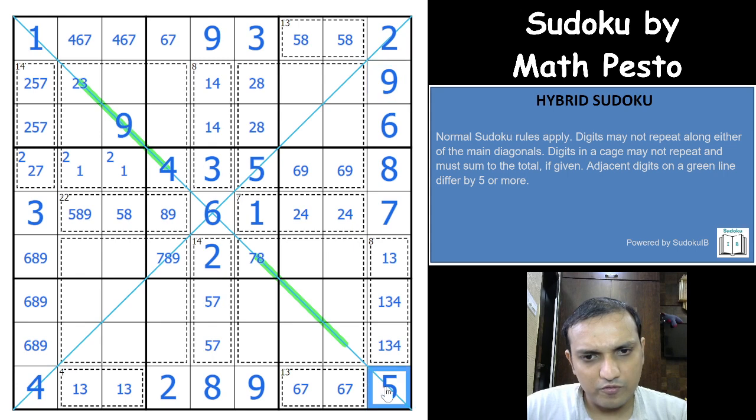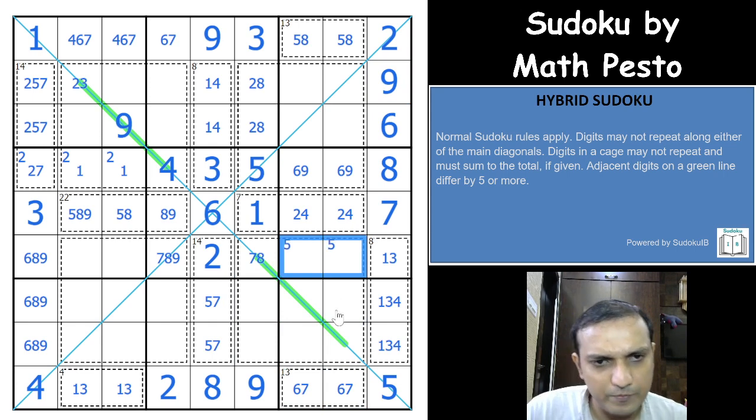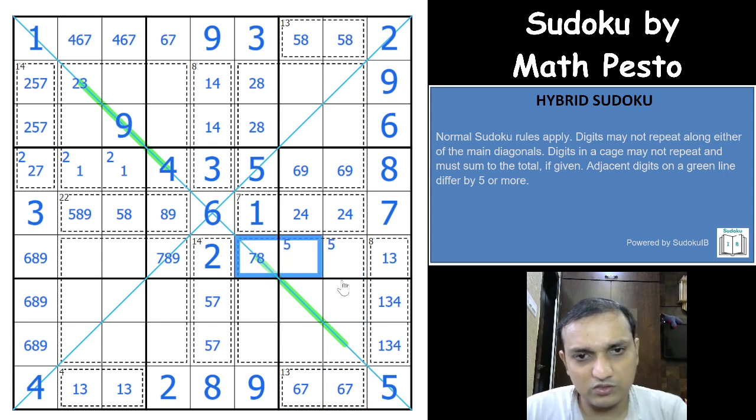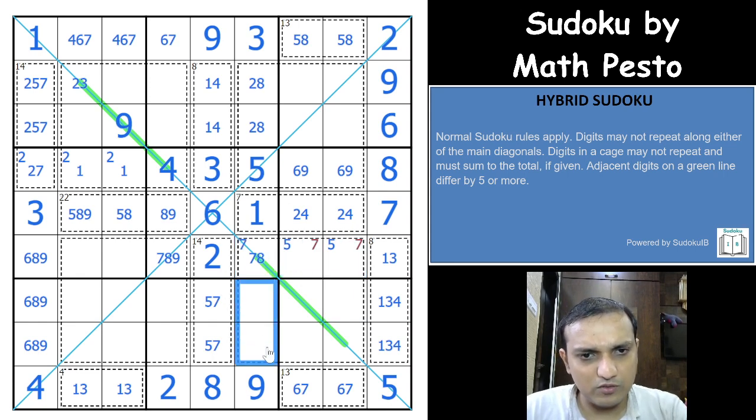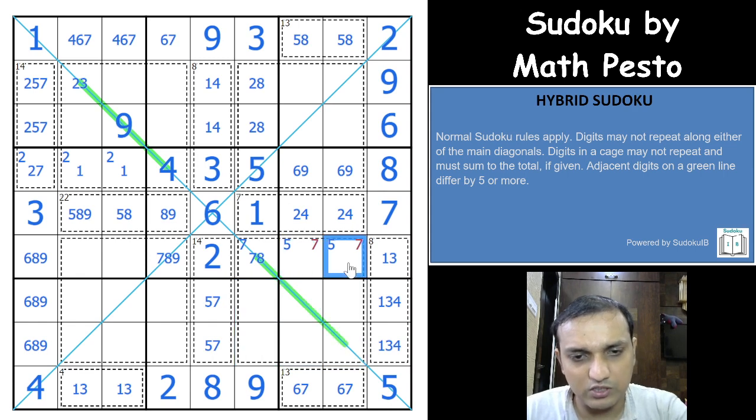Okay, 5 cannot be in any of these 4 cells. 5 cannot be here. 5 would have to be in these 3 cells. So these two cells are 5, and these 3 cells are 7 as well, because same logic. 7 cannot be in any of these 2 cells, 7 cannot be in any of these 4 cells, 7 cannot be in these 2 cells as well. So this cell is a 7.